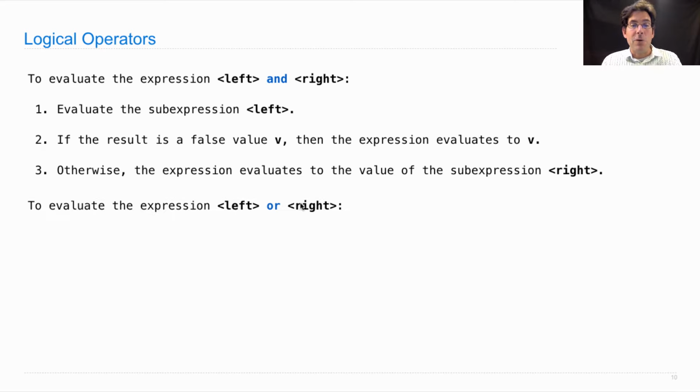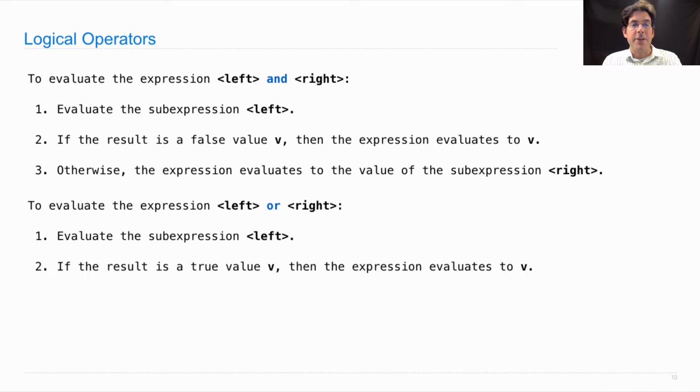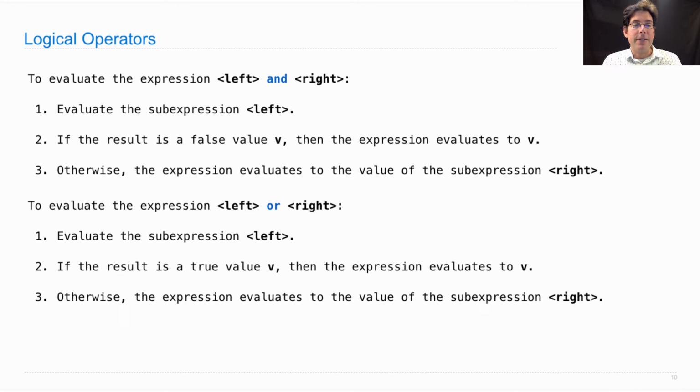Evaluating some expression or some other expression is similar. Evaluate the sub-expression to the left. If it's a true value, then you know the whole disjunction is true, and so you're done. The whole expression just evaluates to v. Otherwise, you evaluate this expression on the right, and that's the value of the whole expression.